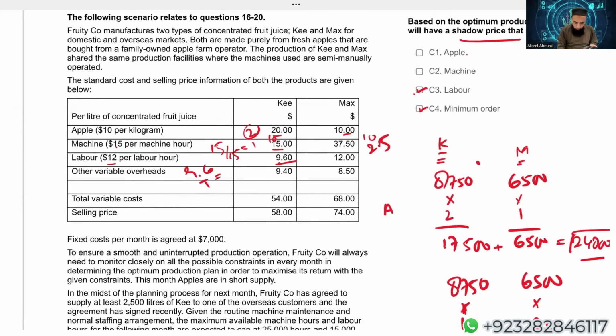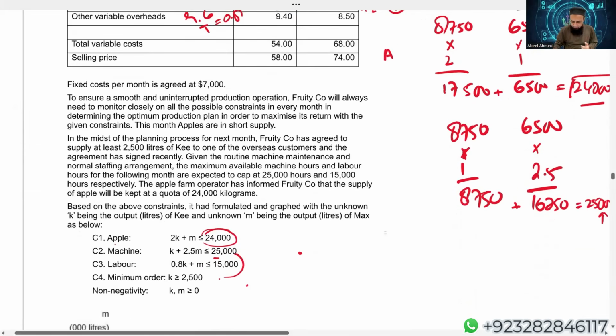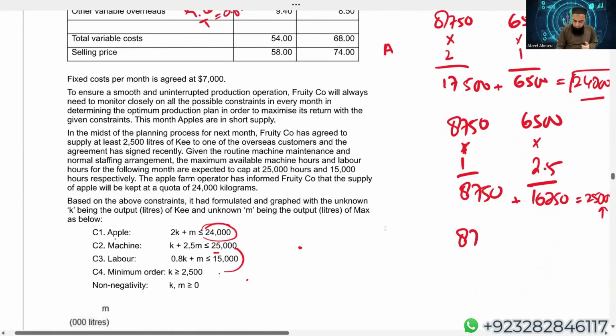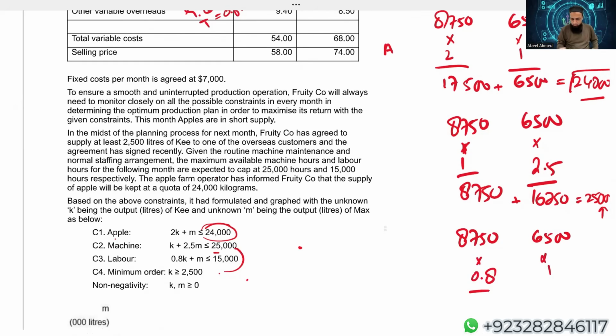Here I'm getting 0.8. So 12 divided by 12 is 1. Key takes 0.8 labor hours in 1 unit, and Max needs 1 labor hour per unit. Production mix is 8750 and 6500. Multiply by 0.8, multiply by 1. 8750 multiplied by 0.8, I'm getting 7000.